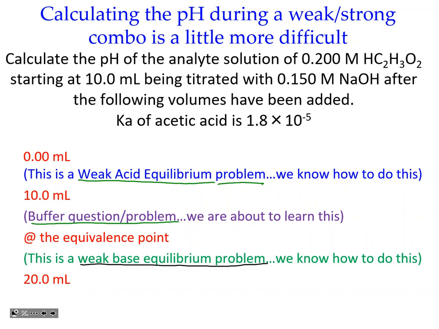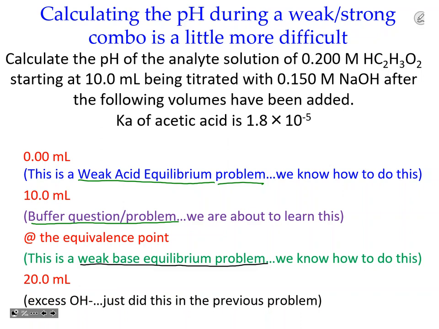Now the 20, luckily, past the equivalence point is still just an excess problem. It is just like the one we just did. So this one is very easy. Just like the last one, this part doesn't change. This part's pretty easy. Excess OH problem. So that shouldn't be too hard. These are the basic things that you're going to see for a weak combination.